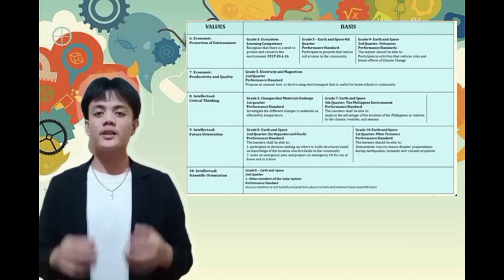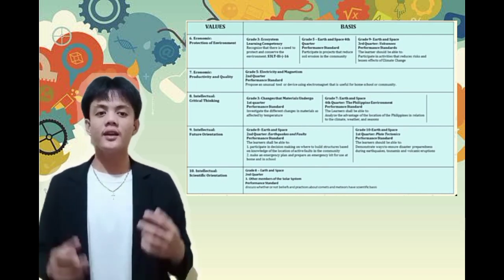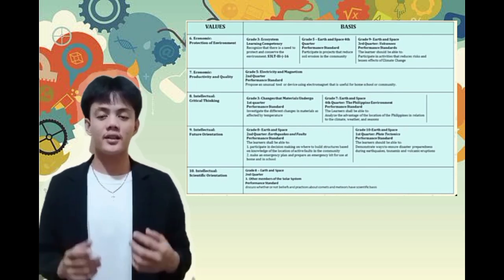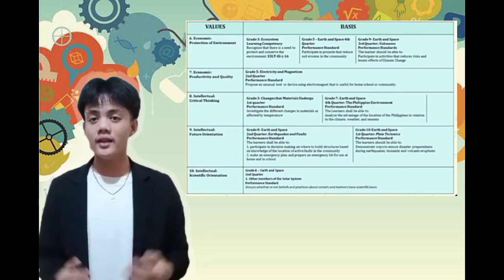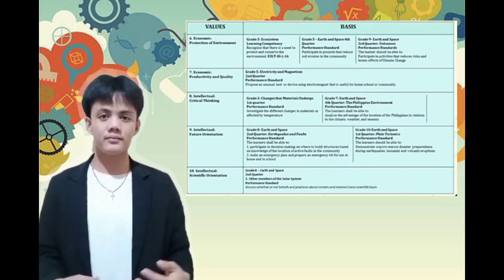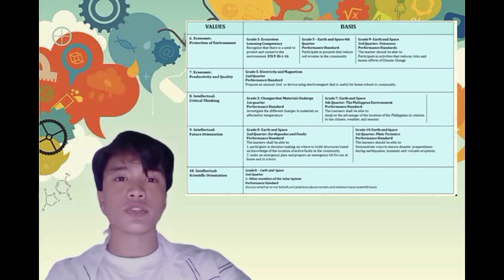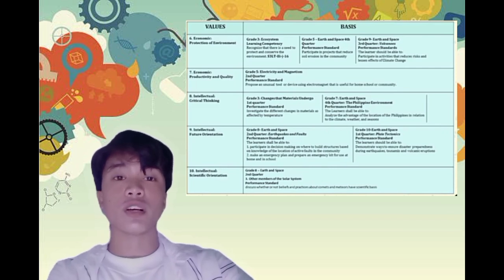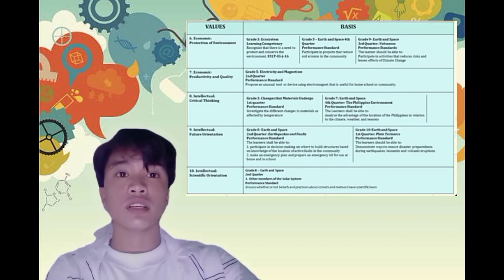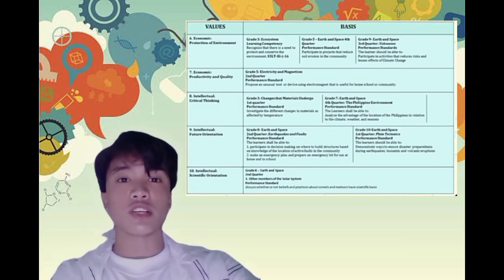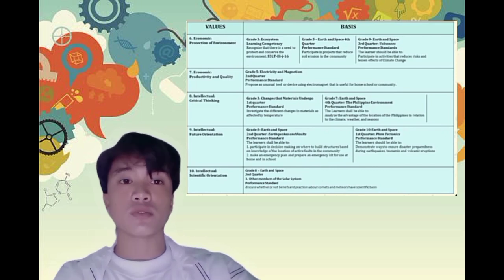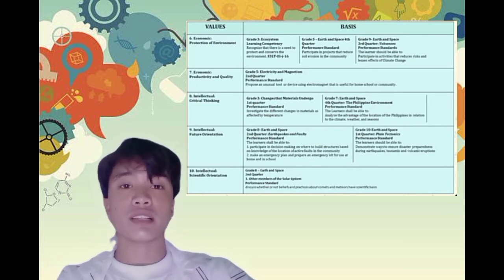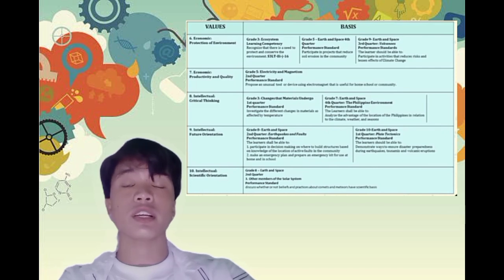The eighth value is critical thinking, in which students are engaged in scientific investigation and evidence-based learning. Next is future orientation, where students participate in making plans and share their knowledge on how to prevent certain issues and decrease the risk of disasters such as earthquakes, typhoons, and others. And last, the scientific orientation, which enables students to look for evidence-based ideas that will deepen their knowledge and understanding.